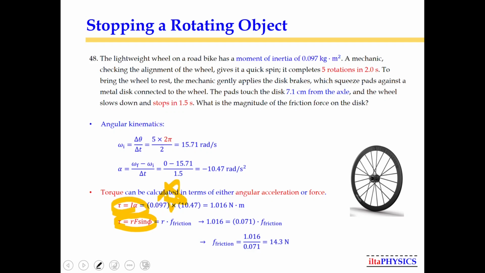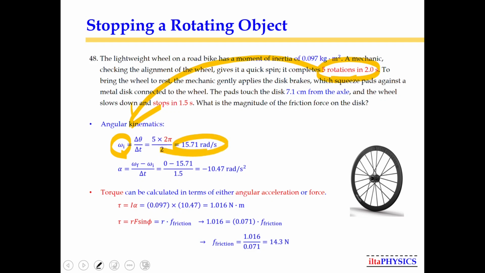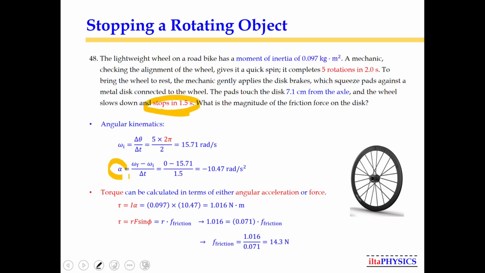From a kinematic perspective, there are two conditions for the rotation in this problem: the condition for the rotational speed and the condition for stopping the rotation. First, since it said the wheel rotates 5 times in 2 seconds, the angular velocity of the bike wheel is 15.71 radians per second. And since it said this rotating wheel was stopped in 1.5 seconds, the angular acceleration is minus 10.47 radians per second squared based on the definition. The reason the angular acceleration is negative is that it acts in the direction of slowing down to a stop.